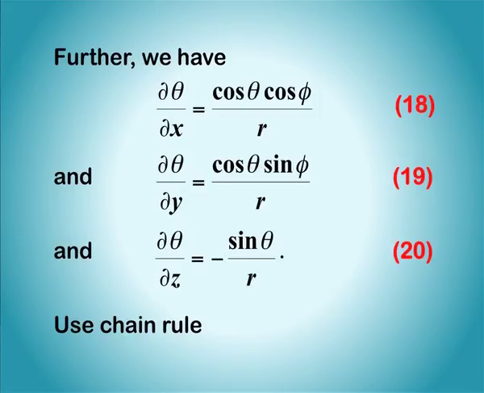Further, we now differentiate theta with respect to x, theta with respect to y, and theta with respect to z. Method remains the same as we have done in cylindrical coordinates. We get d theta dx equal to cos theta cos phi upon r. We get d theta dy cos theta sin phi upon r, and then we have d theta dz minus sin theta upon r. Do you recall that this line using chain rule? We use it here again.